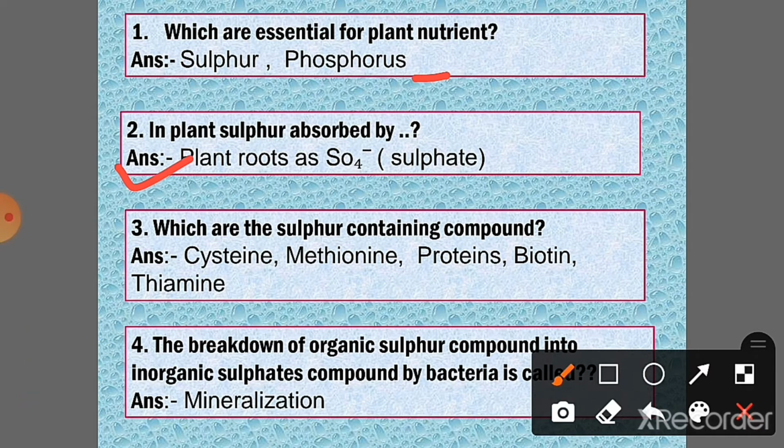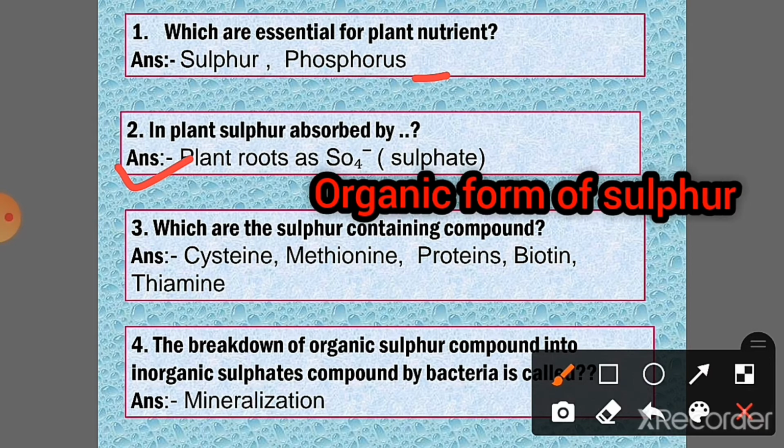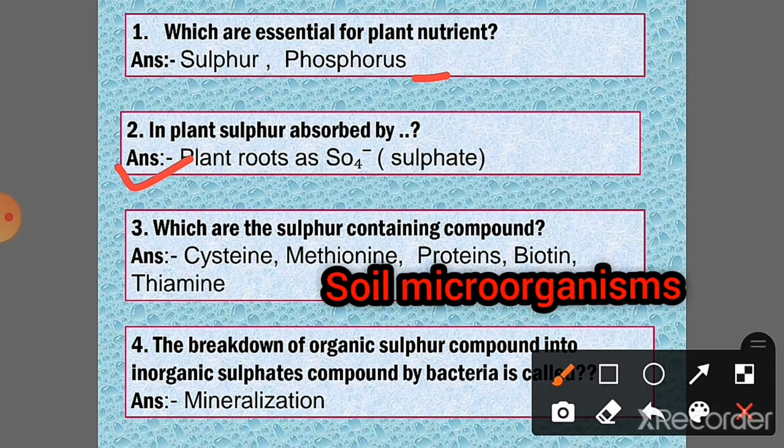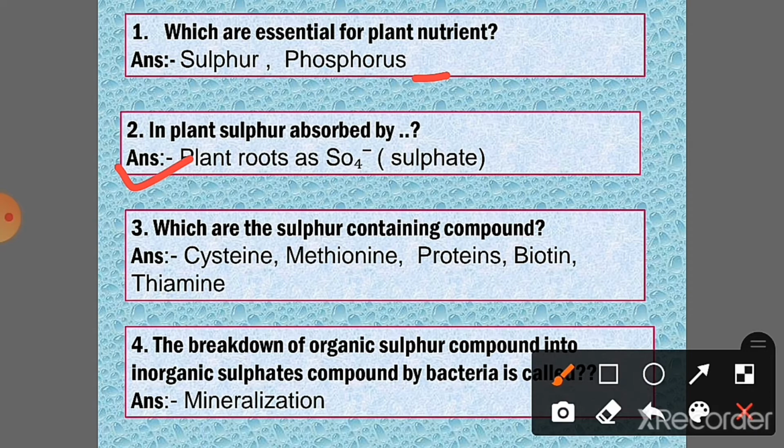Which are the sulfur-containing compounds? Cysteine, methionine, protein, biotin, thiamine. These are organic forms of sulfur metabolized by soil microorganisms. Question 4. The breakdown of organic sulfur compounds into inorganic sulfur compounds by bacteria is called? Answer: mineralization.